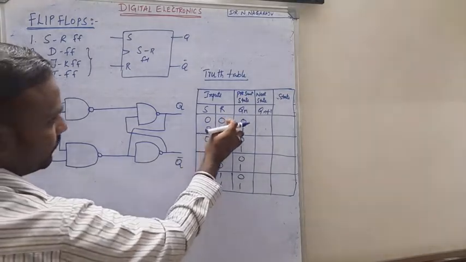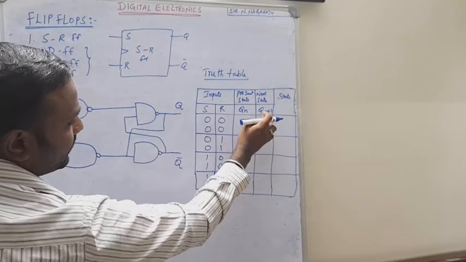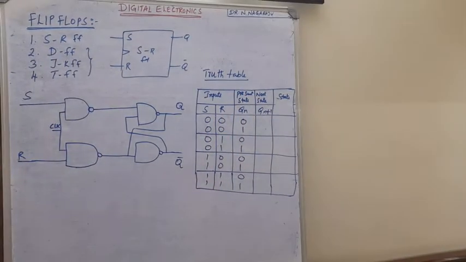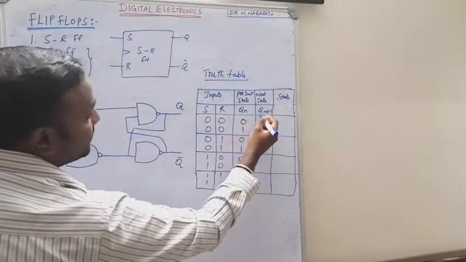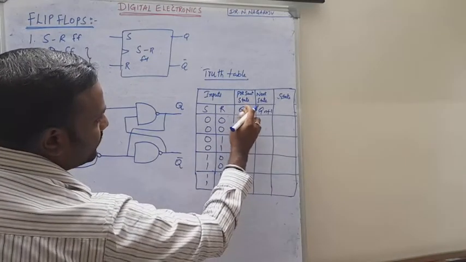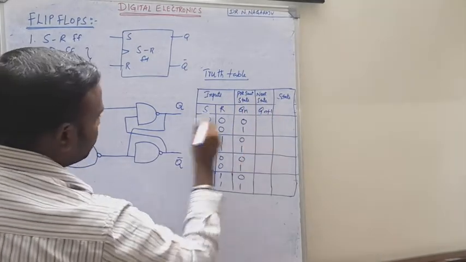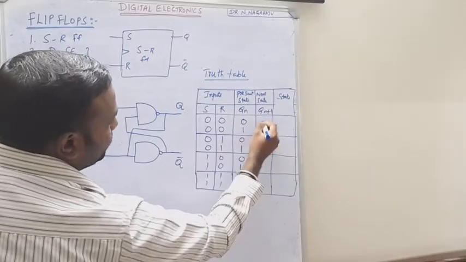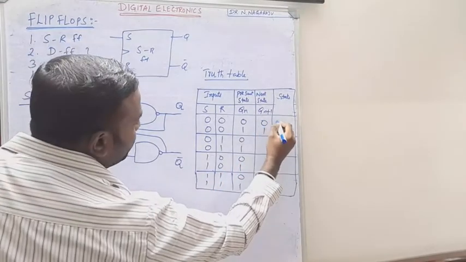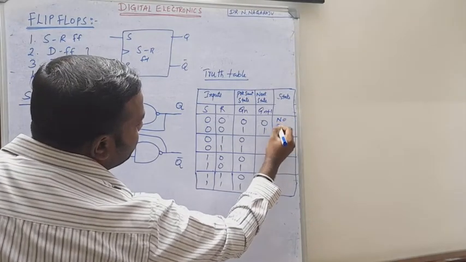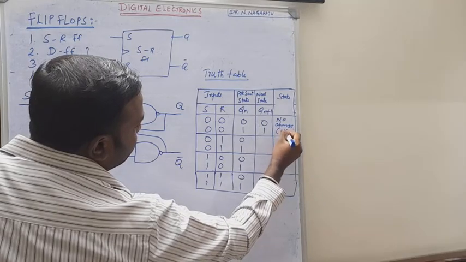If both inputs are 0, that is S is equal to 0 and R is equal to 0, and the present state is 0 and 1, what is the next state? Whatever value is present in Qn appears in the next state Qn plus 1. So you will get the same 0 1. This is the no change state, NC.